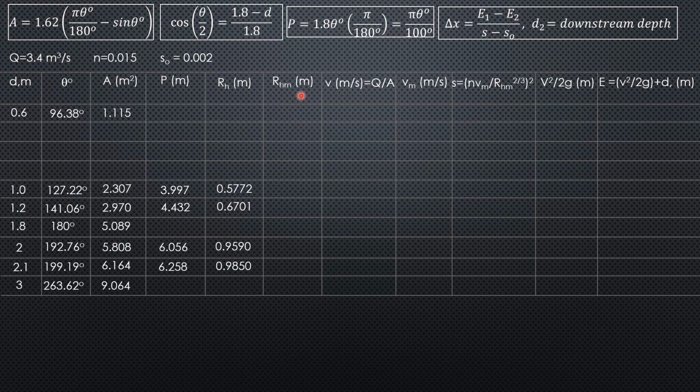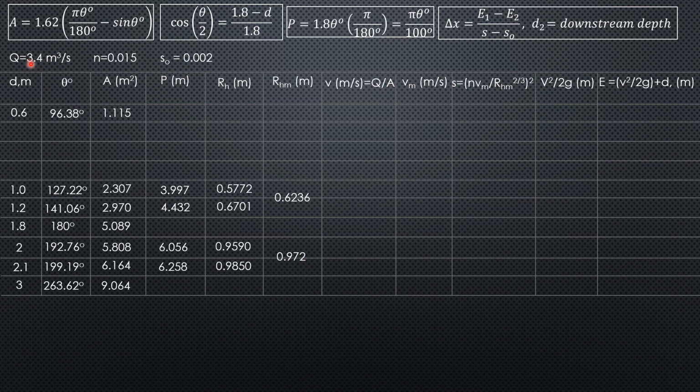Then the mean hydraulic radius is simply the average of these two, 0.5772 plus 0.6701 divided by 2. Let's place it here in between, 0.6236. Then 0.959 plus 0.9850 divided by 2, 0.972. Place it in between.